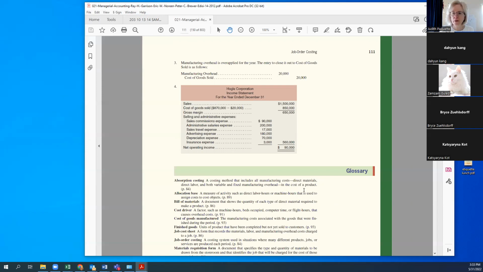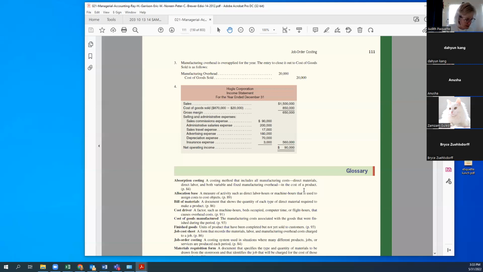But then if it's underapplied, it's vice versa, the journal entry. Correct. And the one we did in class in our course pack was underapplied. So this is a good example of the other direction.